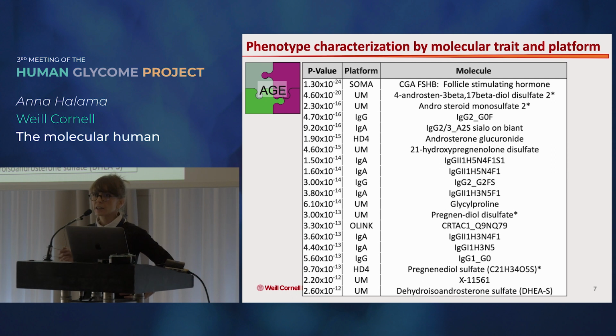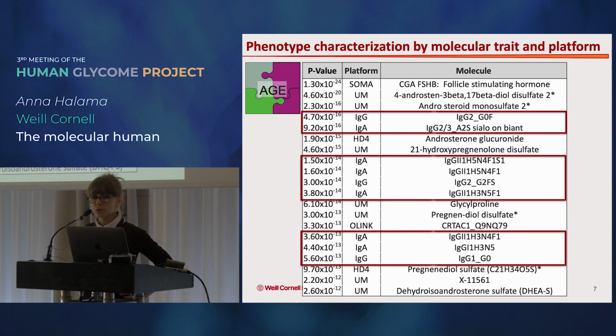What you can see here are the top 20 molecules showing significant association with age, and I would like to highlight that 9 of them were glycans. I'm not showing it as a new finding because everyone here is of course aware of glycan age. I just would like to show that our data is really solid. So this is the reason why I'm pointing it out here.